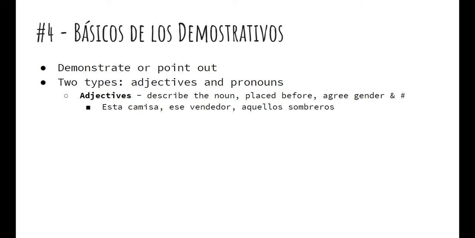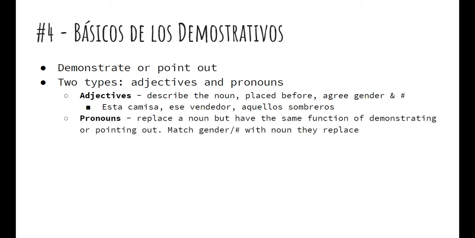We'll have a chart here in a minute where you'll see that, but the esta, and the ese, and the aquellos, those are going to be examples of demonstrative adjectives. And you'll see perhaps that they do match in gender and number with those nouns that they work with. A pronoun, on the other hand, will replace a noun, but have the same function of demonstrating or pointing out. They're going to match gender and number with the noun they replace.